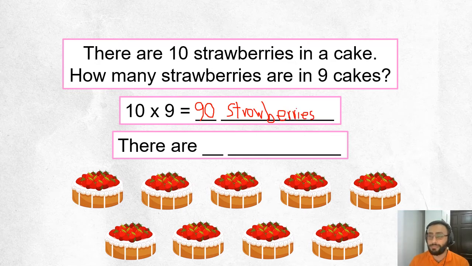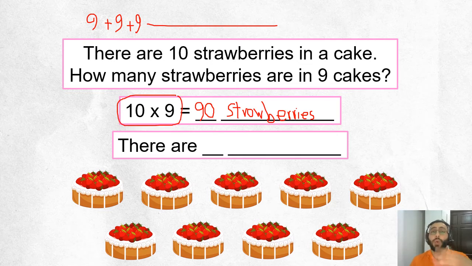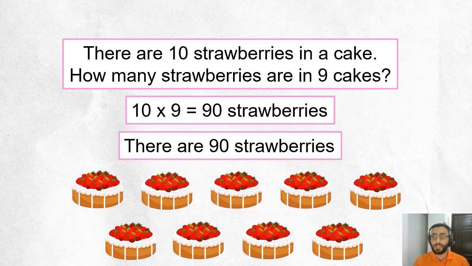Now, 10 times 9 is exactly the same as 9 plus 9 plus 9, and so on, 10 times. Or 10 plus 10 plus 10, 9 times. But that is too long. That's why we have multiplication to help us. See, the answer is correct.